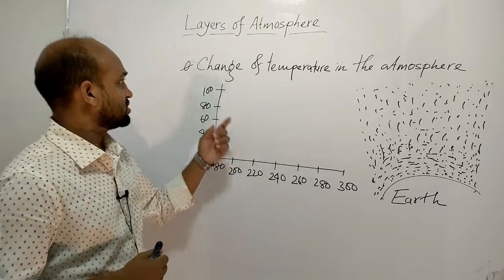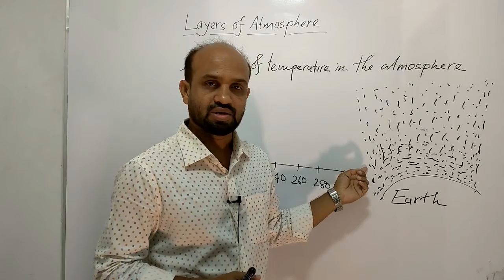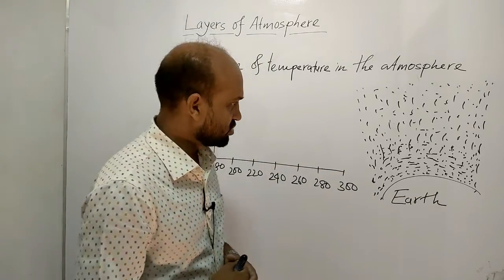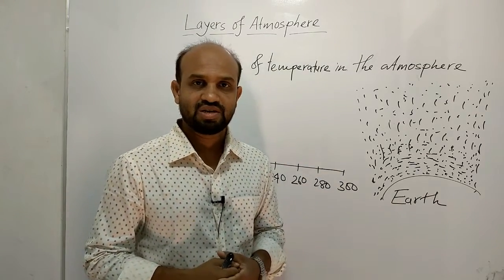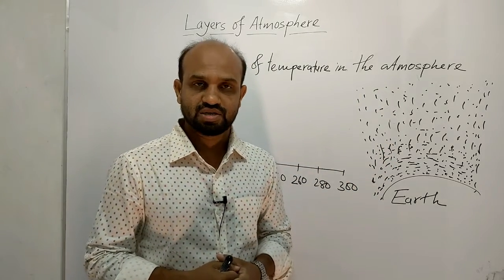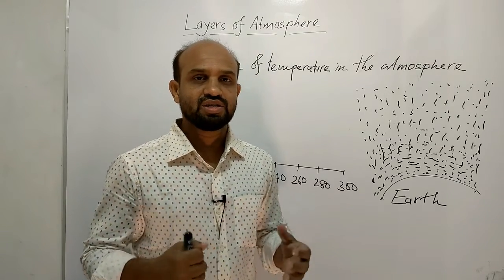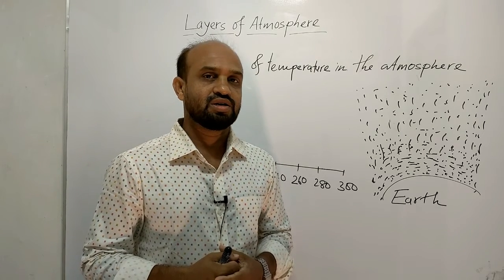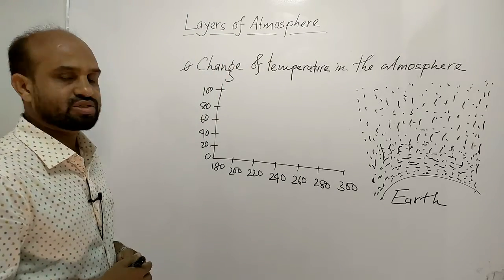Now the point is change of temperature in the atmosphere. In the atmosphere, gas molecules act as solar energy absorbent. That is why nearer to the ground the temperature should be much higher, and with the increase of altitude it should be decreased gradually. But it doesn't happen. There is a zigzag change we observe in the temperature in the atmosphere. Let's see graphically change of temperature in the atmosphere.